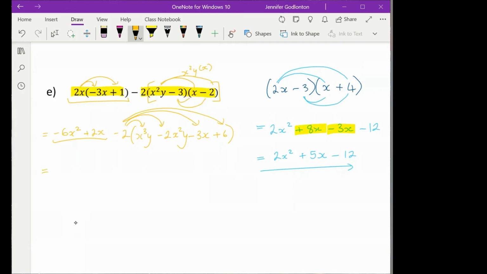Okay. So I'm going to have negative 6x squared plus 2x minus 2x cubed y plus 4x squared y plus 6x minus 12. And then I find my like terms. So I've got this 2x and this 6x, and nothing else is a like term. So I'm going to have negative 6x squared plus 8x minus 2x cubed y plus 4x squared y minus 12.